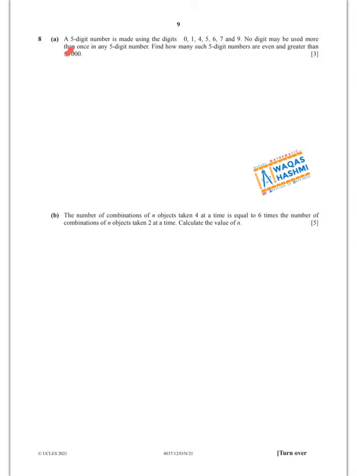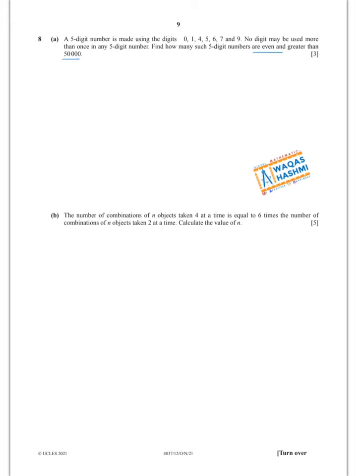Question number 8. A 5-digit number is made using the digits 0, 1, 4, 5, 6, 7 and 9. No digit may be used more than once in any 5-digit number. Find how many 5-digit numbers are even and greater than 50,000. Now there are two conditions in this question. Number should be even and it must be greater than 50,000.